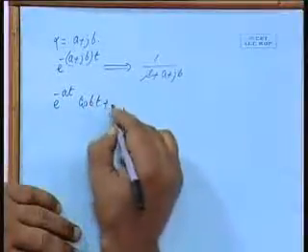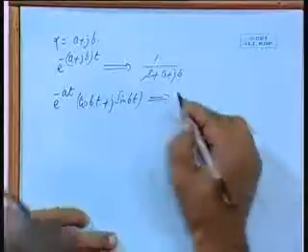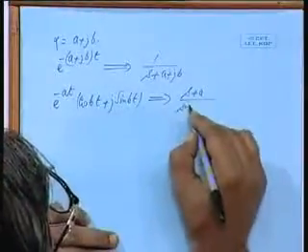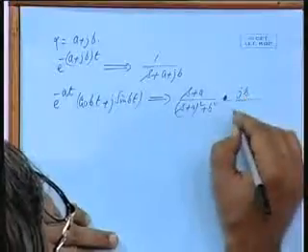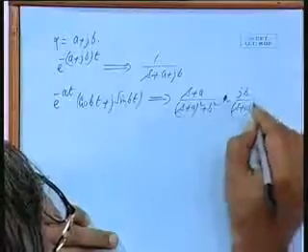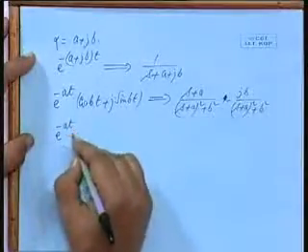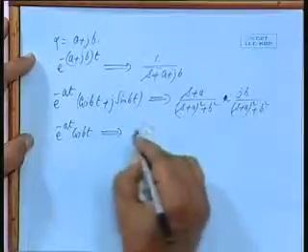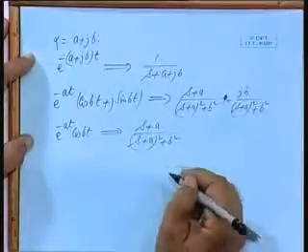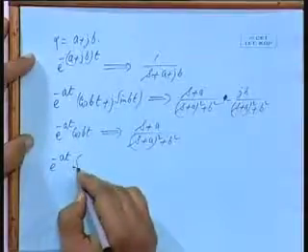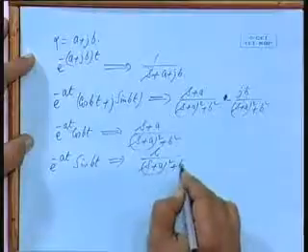Cosine bt plus j sine bt. So on this side, if I separate out the real and imaginary parts, it will be s plus a by s plus a whole squared plus b squared, minus jb by s plus a whole squared plus b squared. Equate the real parts and the imaginary parts. Then e to the power minus at cosine bt will give me s plus a by s plus a whole squared plus b squared. And e to the power minus at sine bt will be b by s plus a whole squared plus b squared.